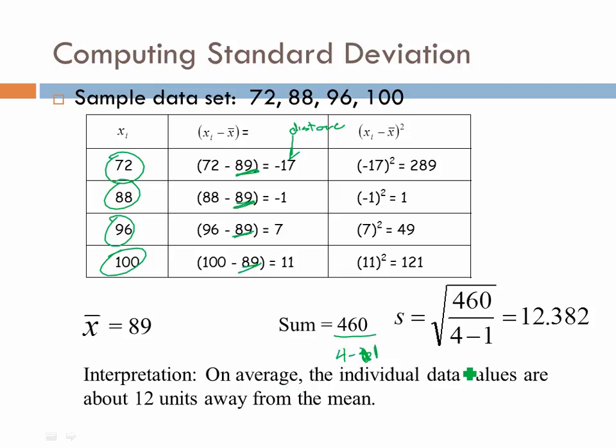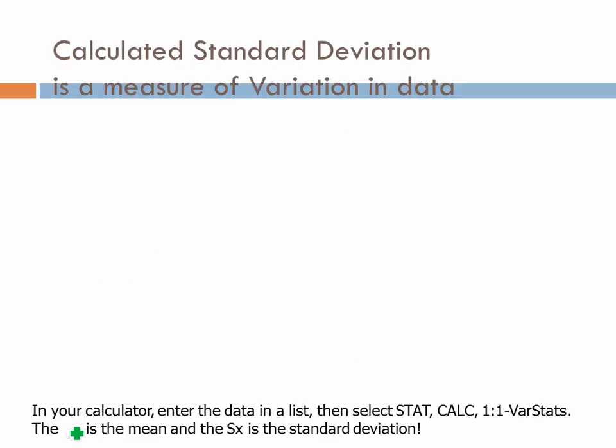On average, the individual data values are about 12 units away from the mean. That's essentially what it means.